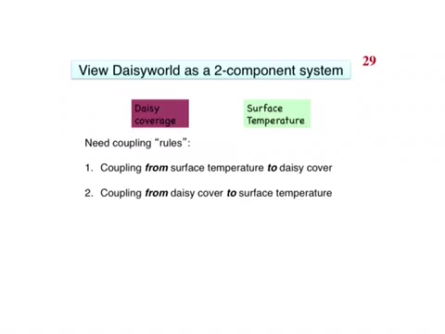So let's view Daisy World as a two-component system, where the two things that we're interested in are the coverage, or the area of this planet's surface that daisies occupy, and the surface temperature. And we need to develop some couplings between them. So we know that surface temperature impacts daisy cover. I've already told you that there's a happy optimum at which daisies are most abundant. But then there's also a coupling from daisy cover to surface temperature through albedo. So that's a fairly straightforward coupling.